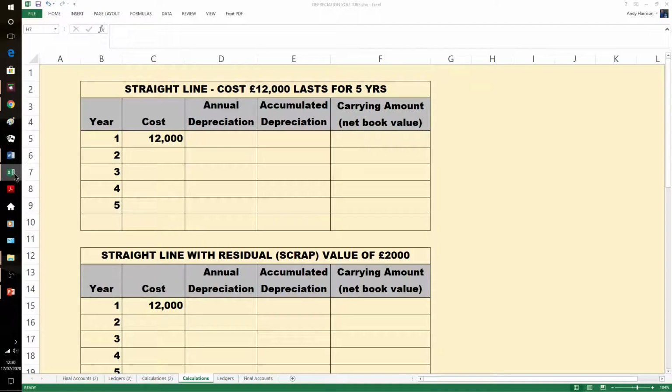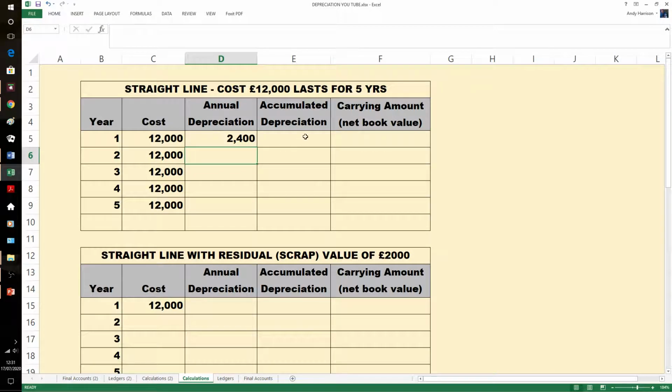So now on with some calculations. So we bought an asset, it cost us £12,000 and it's going to last us for 5 years. So straight line, the depreciation is going to be the same. Well, actually, the fact that it cost us £12,000 in year 1 doesn't make any difference. 5 years later, it had still cost us £12,000, so that's nice and easy. The annual depreciation, £12,000 over 5 years, that's nice and easy as well.